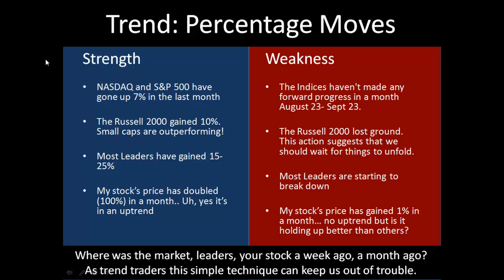Here's how you would use percentage moves to determine weakness. The indices haven't made any forward progress in a month. For example, that happened back in August through September. The Russell 2000 lost ground. That tells you small caps are falling out of favor, risk is coming off the table, and that you should wait for things to unfold.